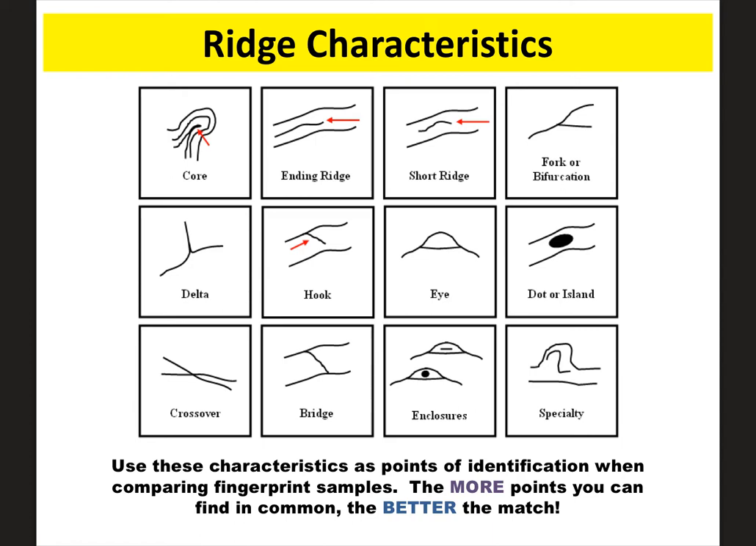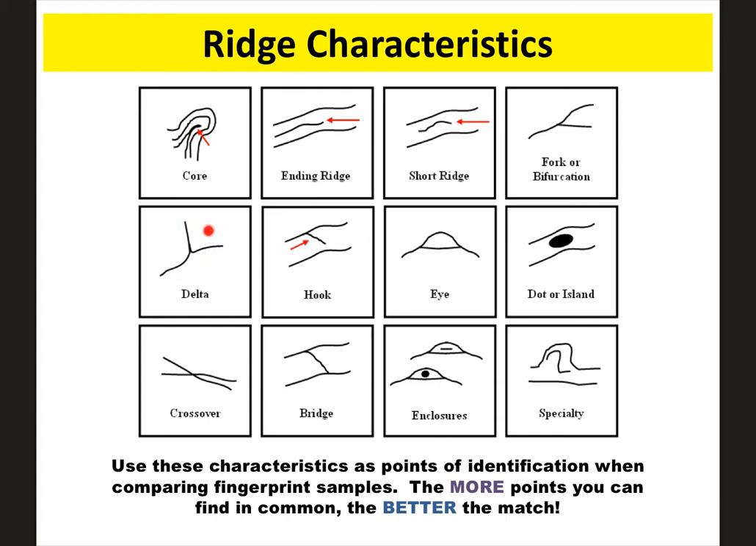So we've already seen some of these in the first fingerprint video, but a core is that central region. If you get this kind of circular region there, that's a core. If you have one of these ridges just come up and stop, they call that an ending ridge, which would be different from a short ridge, which is a much smaller kind of ridge that just starts and then stops. Forks or bifurcations are a lot easier to see because you can clearly see a ridge coming and then it splits off and it kind of looks like a fork.